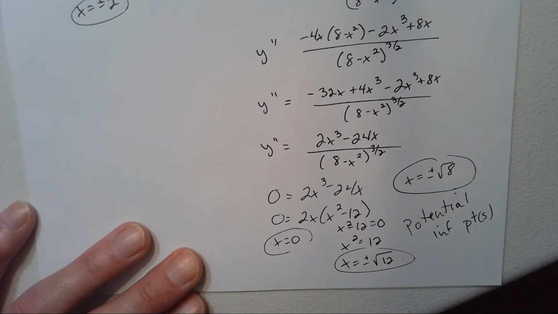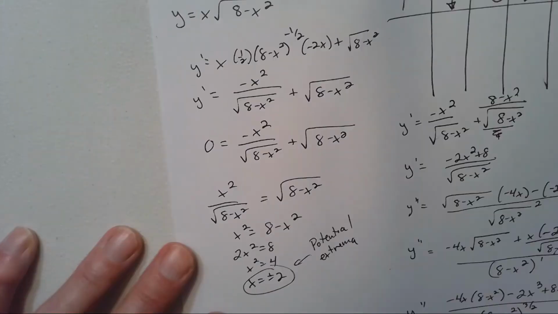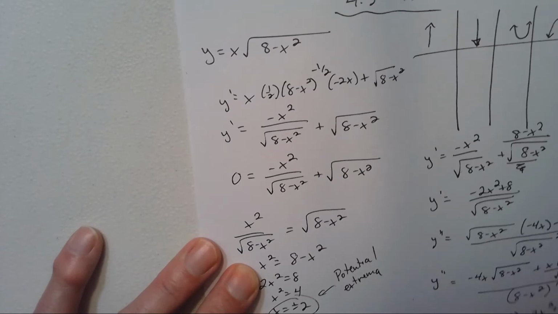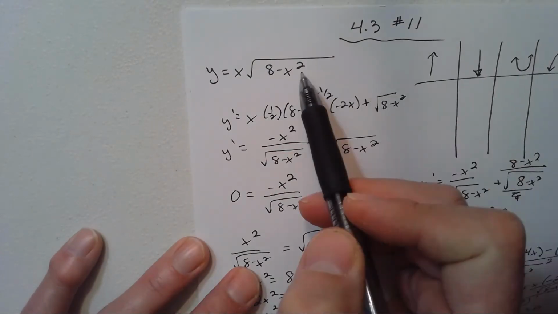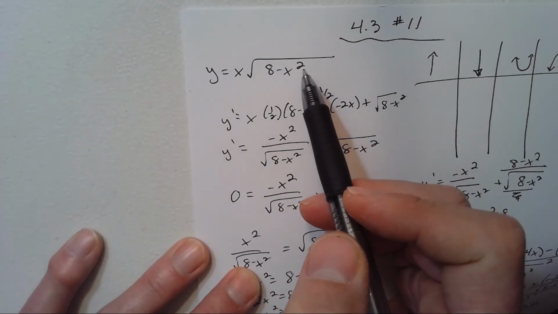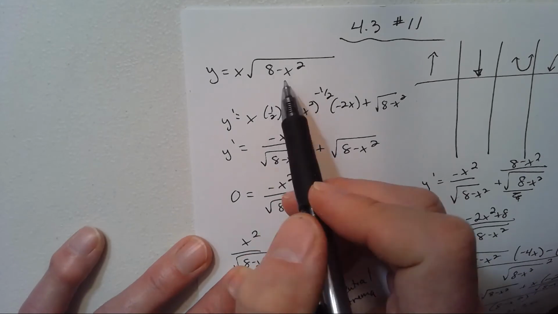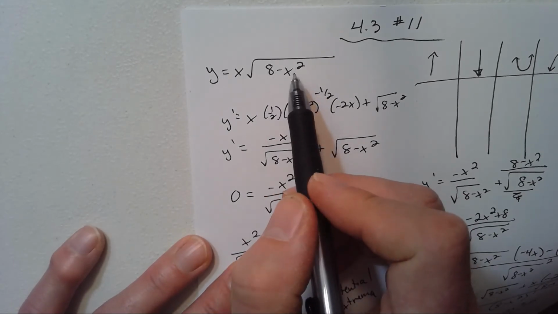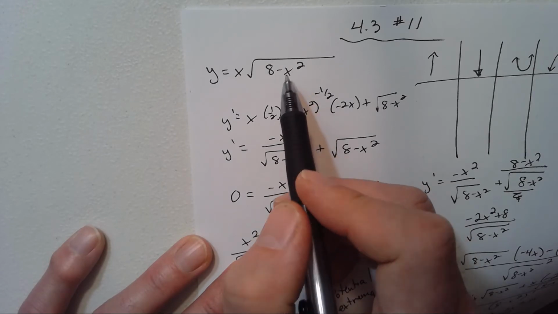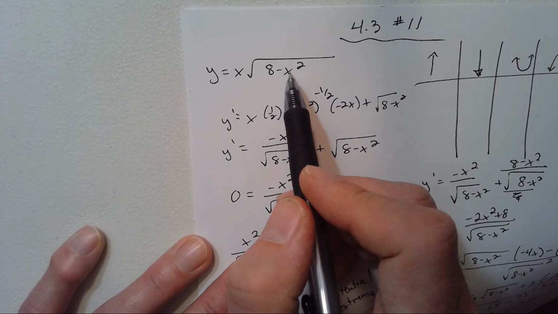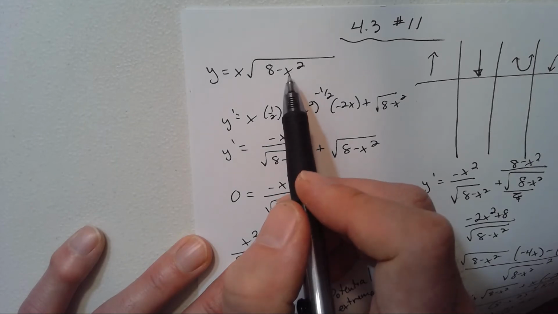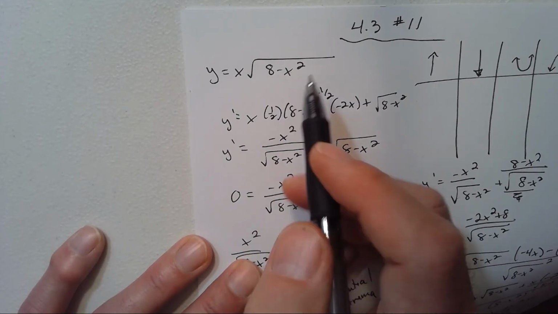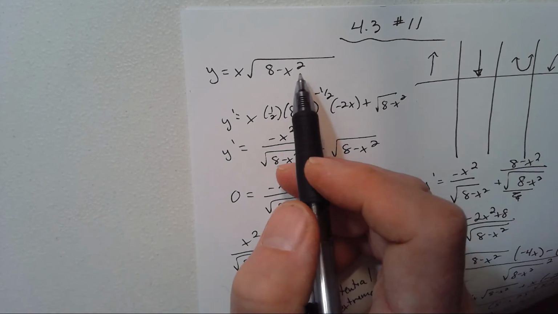Alright, so now let's go back to our original equation right here, and if we talk about the domain of this, you can't have a square root of a negative number, so 8 minus x squared has to be greater than or equal to 0. Well, what will make it 0? Square root of 8 will make it 0. If x is the square root of 8, you get 0 there. Or negative square root of 8.